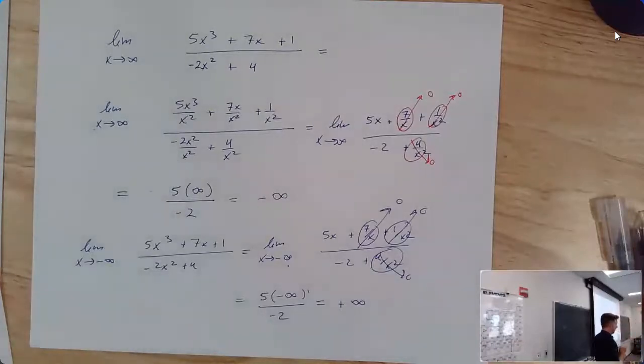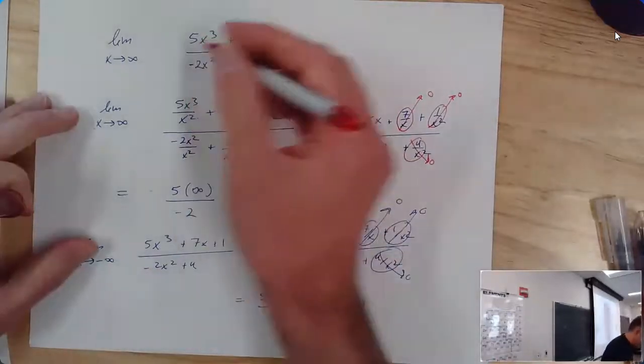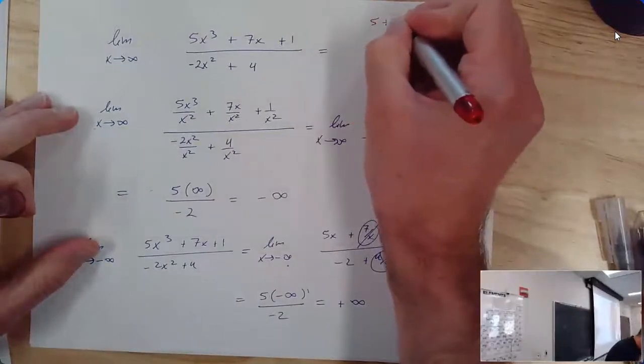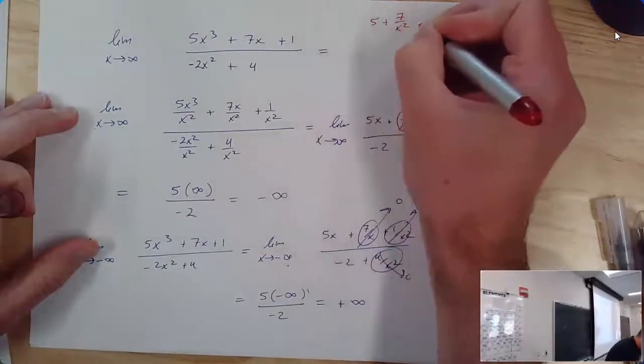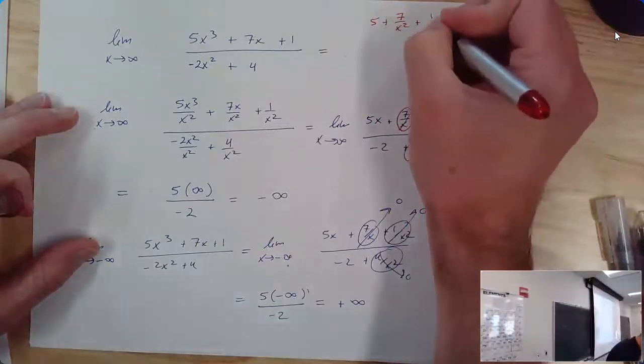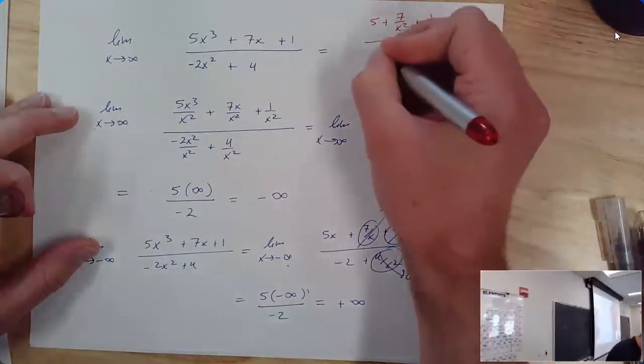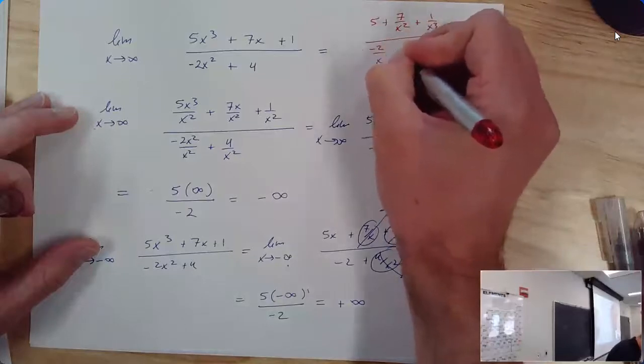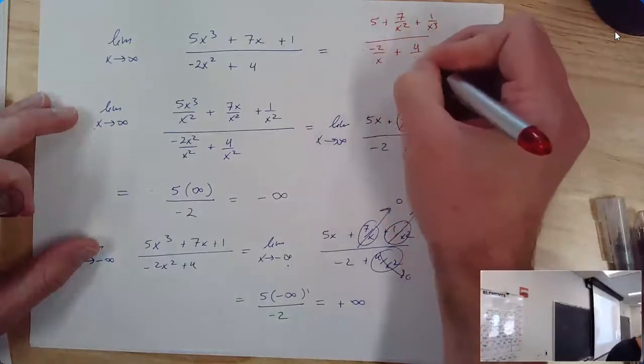Yes, exactly. The reason why is because if you divided everything here by x cubed, you might be able to work it out. You might be able to figure out that the whole thing is going to positive, but it's a lot harder. Let me just show you. If we did divide everything by x cubed, I'd have 5 plus 7 over x squared plus 1 over x cubed, over negative 2 over x plus 4 over x cubed.